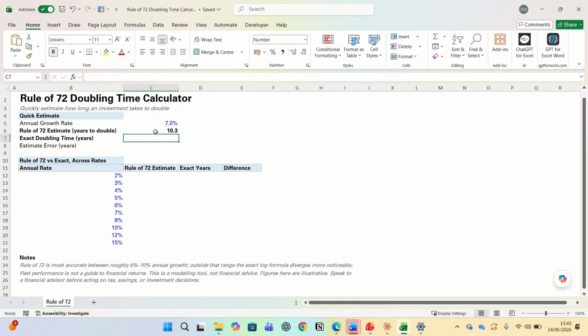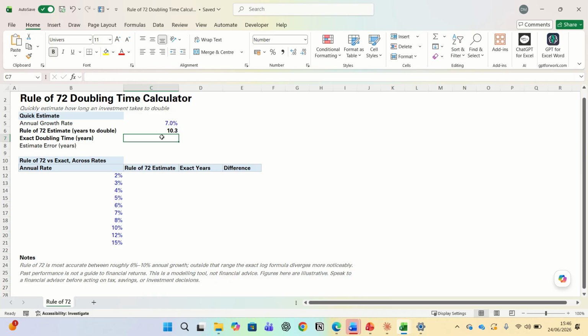And this gives us 10.3, which in the case of investments would mean that if your investments grew at a 7% annual return, it would take them 10.3 years to double without adding another penny. Now, in reality, people would likely continue contributing, which would make the actual amount larger.